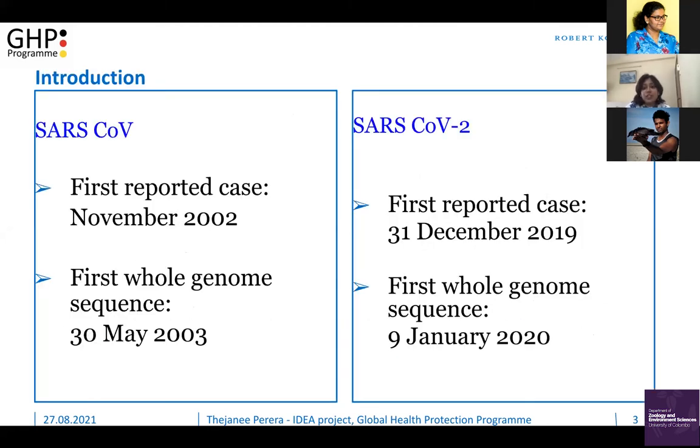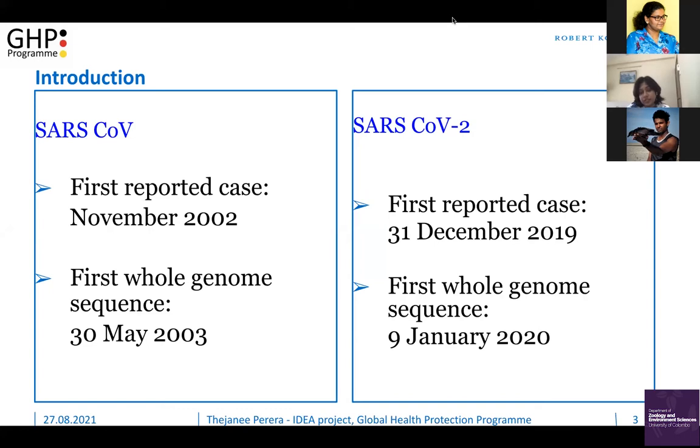So as you know, there were two SARS coronavirus cases. The first reported case was in November 2002, the first SARS coronavirus case. It took almost 6 months at that time to get the whole genome sequence, and it was 30th May 2003 when they could finally sequence the whole genome of the SARS coronavirus.